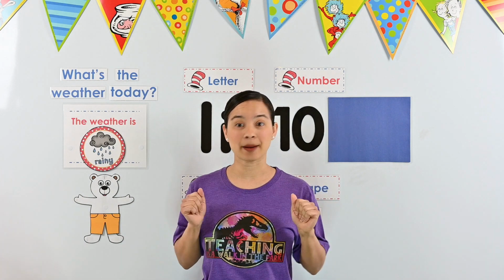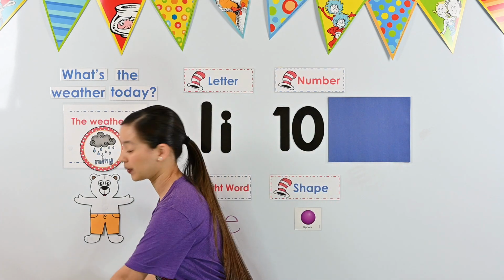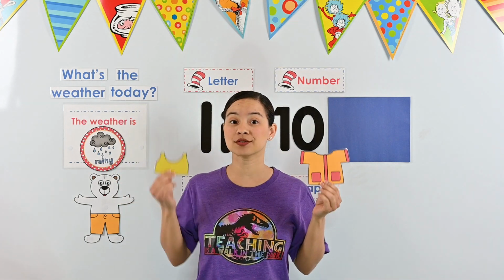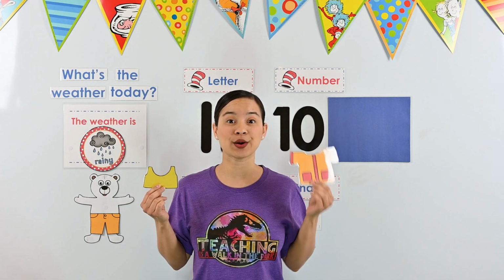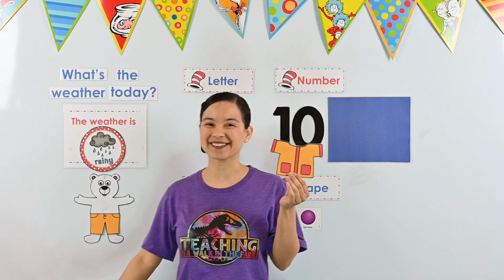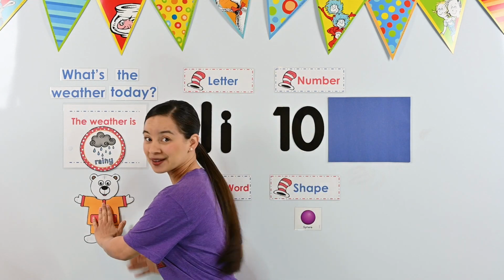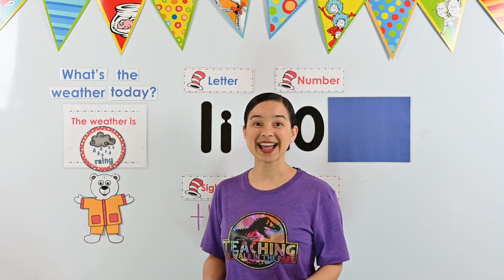Now he needs a top. Which top should Perry wear on a rainy day? Should he wear his short sleeve shirt or a raincoat? If you chose the raincoat, I agree. Let's put the raincoat on Perry. What colors do you see on Perry's raincoat? Yellow and red. Good work.